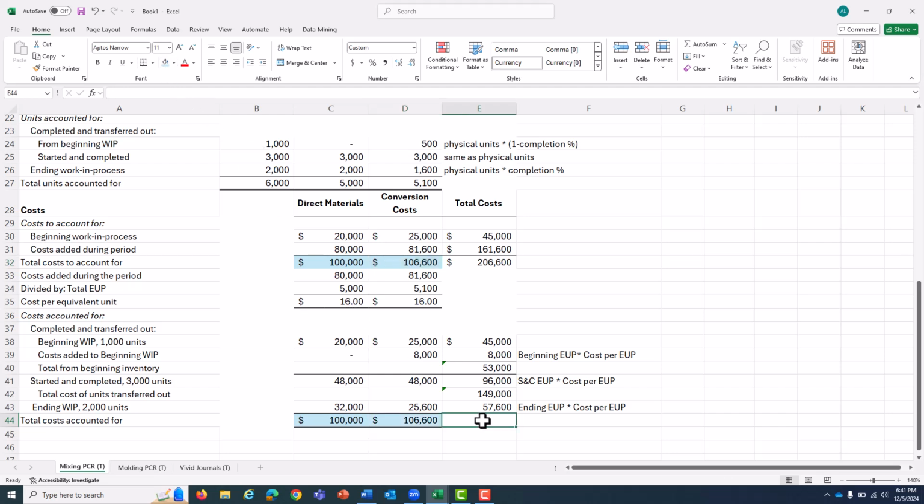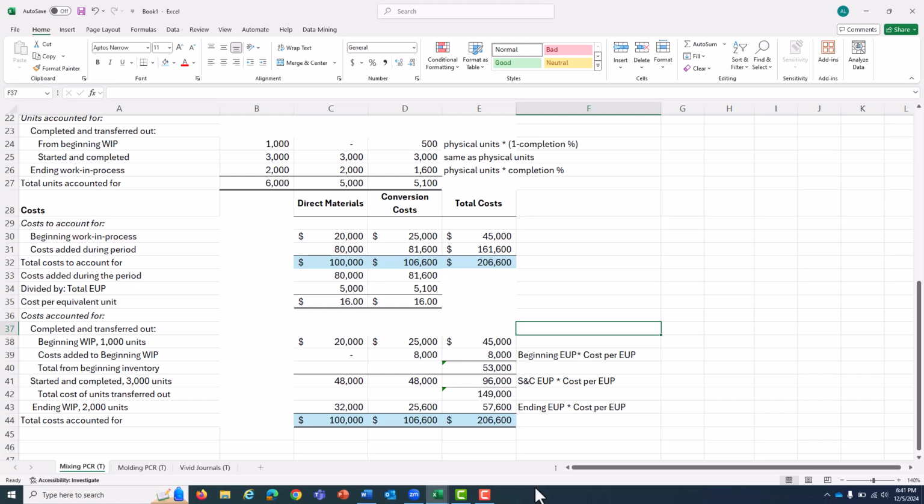Over here, for our total costs to account for, be very careful. A common mistake I see people make is to add up this whole entire column, but the problem is this number is already the subtotal of the two numbers that are above it, and this number is the subtotal of those two numbers above it. All you're really accounting for right here at the end is what portion of your costs went into units which got transferred out, which is 149,000, and what portion of those costs were into units that are still here in ending WIP, which our table says is 57,600. I add those two together, and I get 206,600. So we have accounted for all of the costs that we needed to account for.